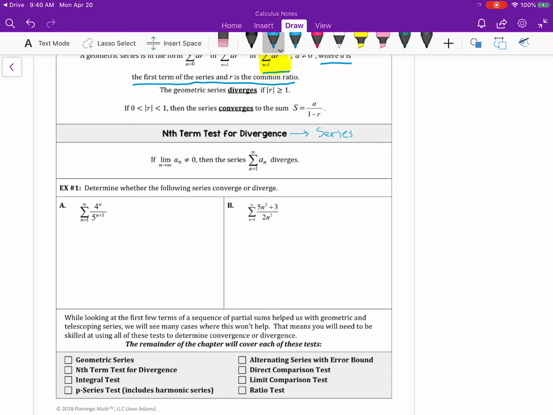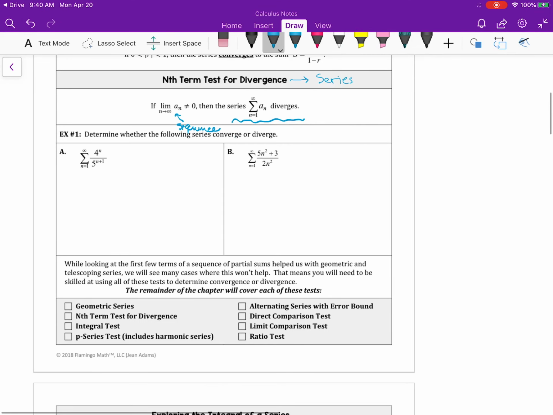We also learned about something called the nth term test for divergence. And remember, this is only for series, and it's a test for divergence. The reason this gets confusing is because they're asking you whether a series diverges, which is summation a sub n, and you're using the limit of the sequence. Remember that a sub n is your sequence, but when you put the summation on it, it becomes a series. So you're still looking at the limit as n goes to infinity of this sequence.